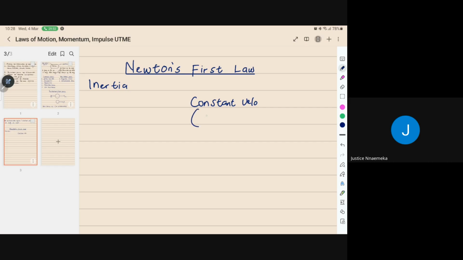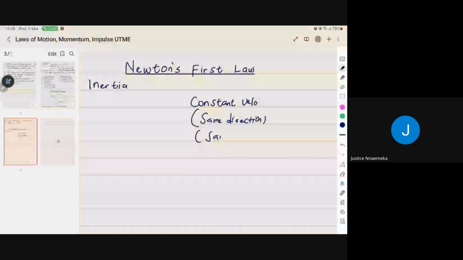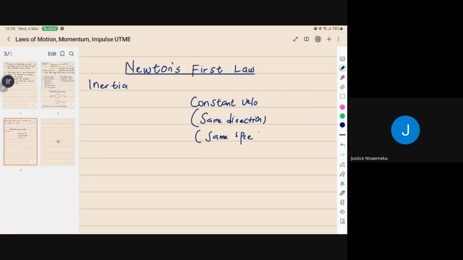Constant velocity means that the body is moving in the same direction and also at the same speed. These are two things that should come to your head when you hear constant velocity. So the law of inertia: you remain at rest, and the tendency of a body to keep moving in a particular direction, right? Maintaining a particular motion.